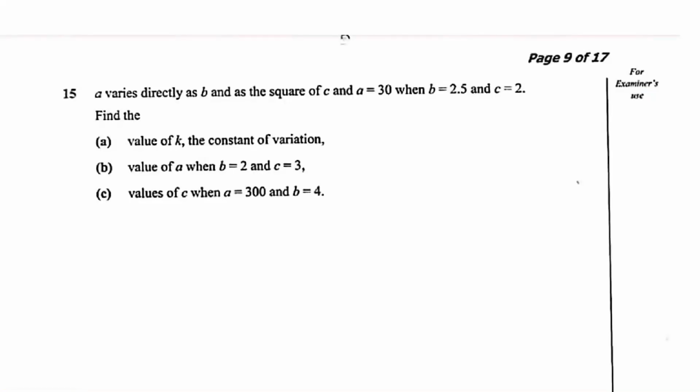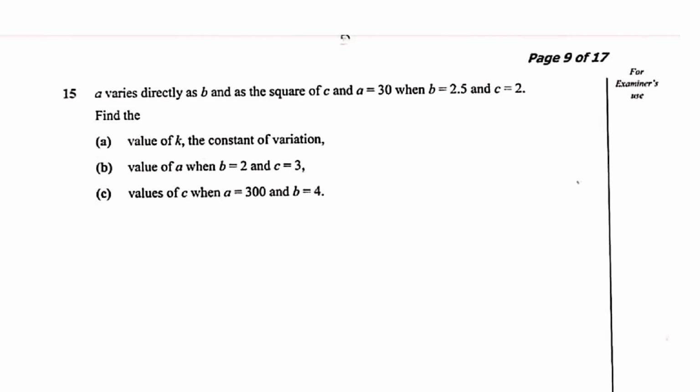All right, so question number 15 reads: A varies directly as B and the square of C, and A is equal to 30 when B is equal to 2.5 and C is equal to 2. Find A, the value of K, which is the constant of variation. Then B, find the value of A when B is equal to 2 and C is equal to 3. Then part C, the values of C when A is equal to 300 and B is equal to 4.